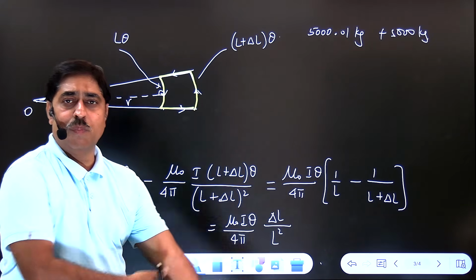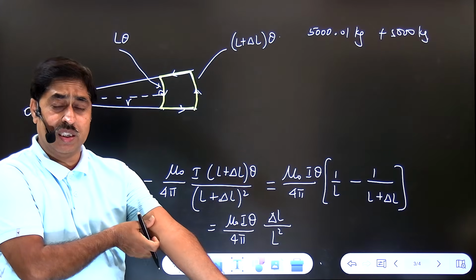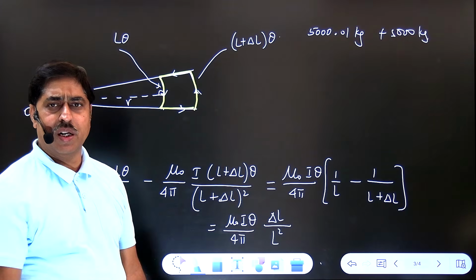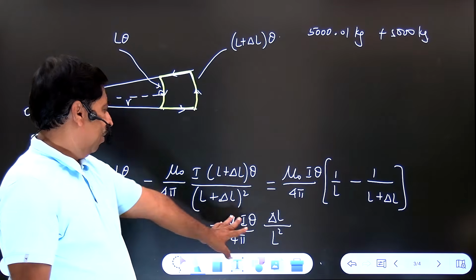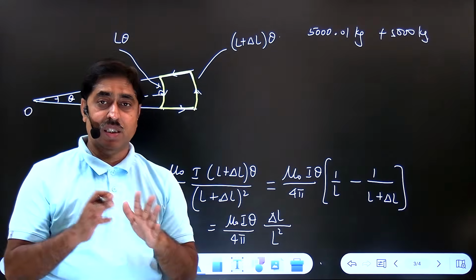2 into 2.01, it's very close to 4. Error is there, but okay, we can afford to ignore that error. So this approximation is valid, but we shouldn't give our answer as 0. That is the point.